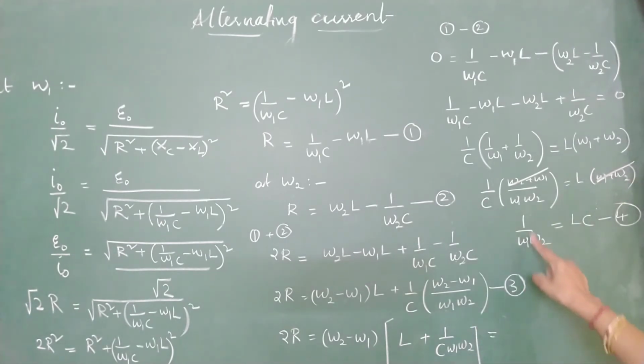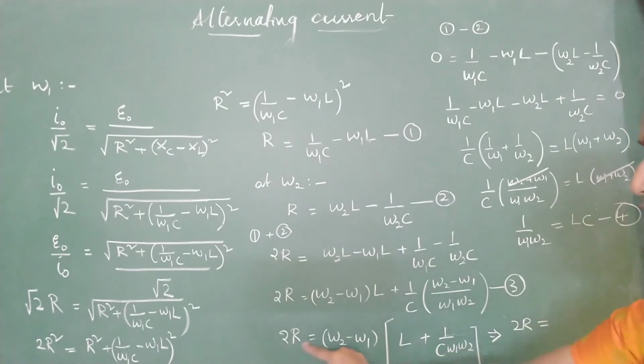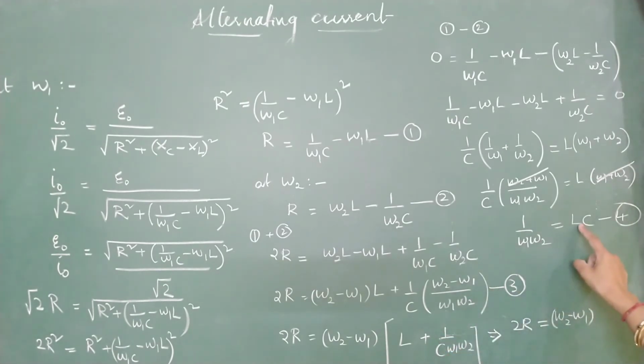So what would happen when I put 1 by omega 1 omega 2 as LC? So here I will get L into C. C will anyway get cancelled. L plus L will become 2L. So 2R is equal to omega 2 minus omega 1, after substituting 1 by omega 1 omega 2 as L into C, this will become 2L. 2 and 2 get cancelled. So what is your bandwidth equal to? Omega 2 minus omega 1, that is bandwidth, is R divided by L.